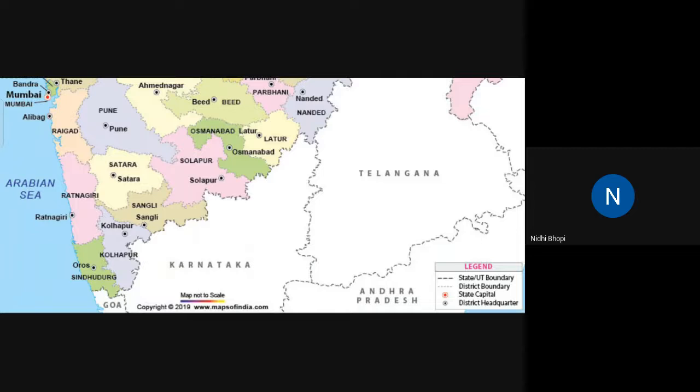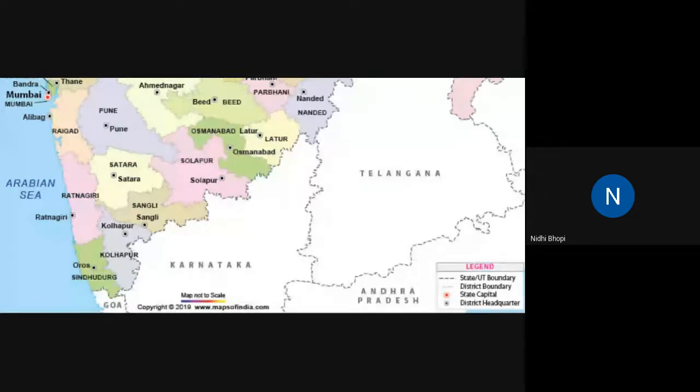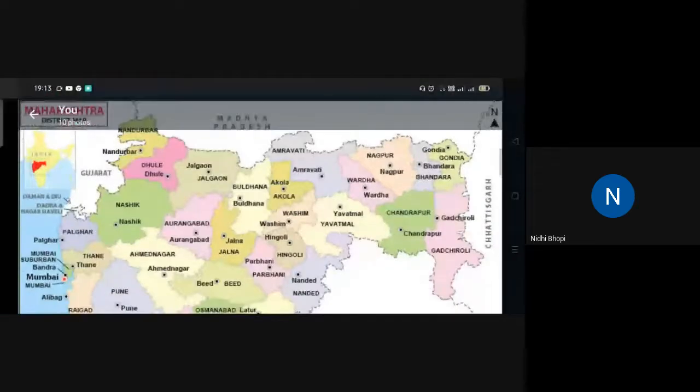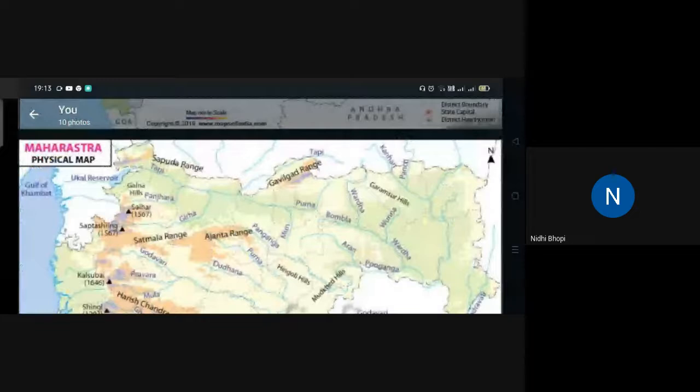and again below legend is given. State, union territory, boundary, state capital, district headquarter, shown in different kinds of different colors. Then we proceed to physical map. Now here clearly physical map is shown. Physical map of Maharashtra. Again on the right hand side you had north. Now the things shown with the brown color, जी brown color मध्ये आहे, they are all mountain ranges.